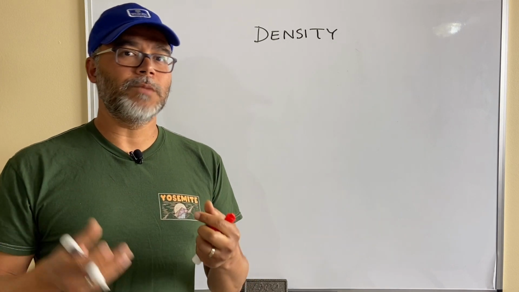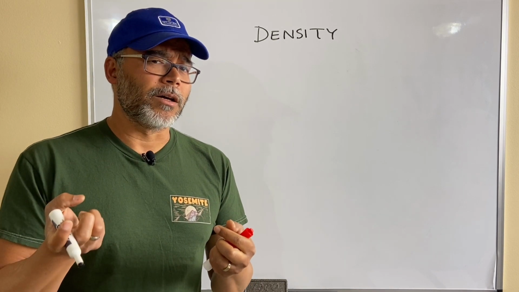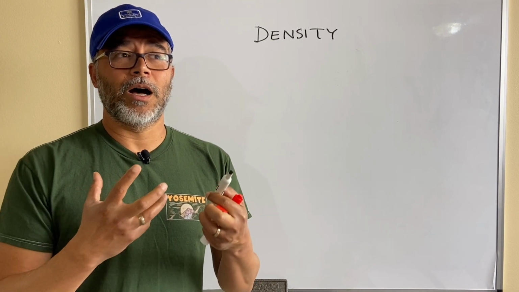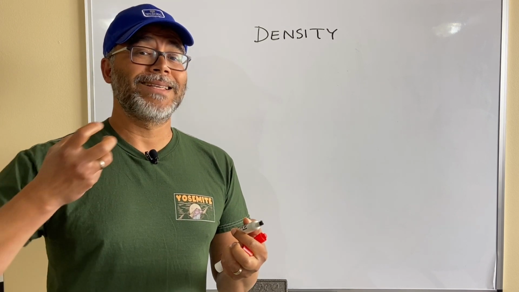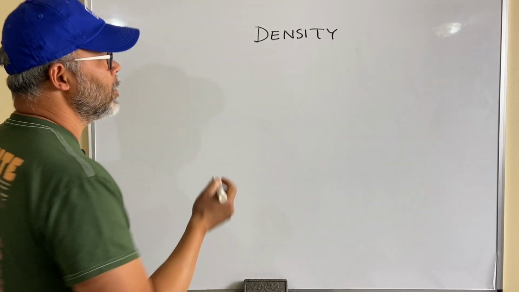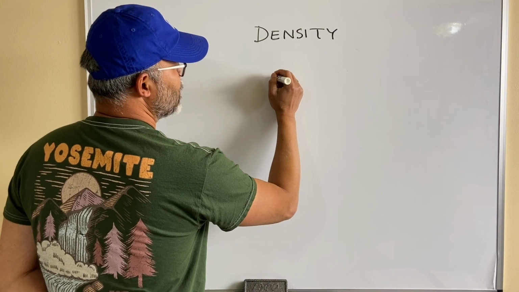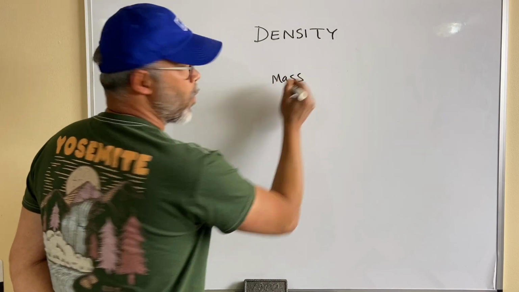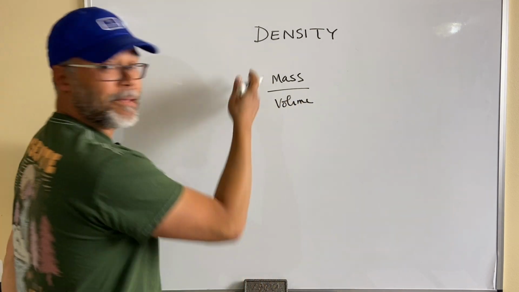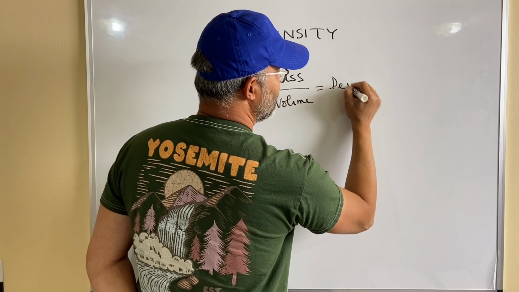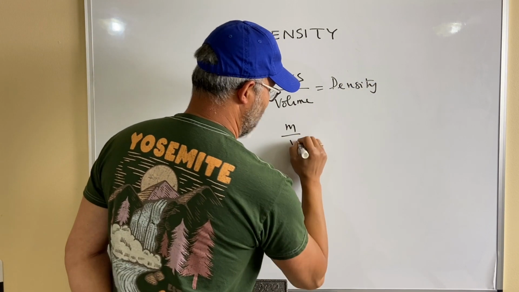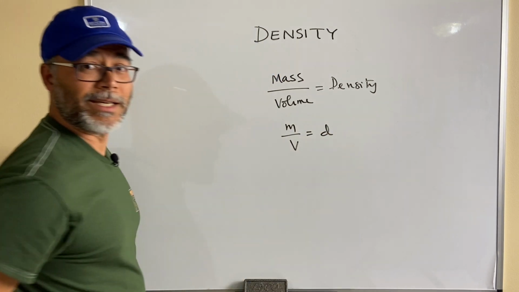So how do we know this? Because we're saying, hey, iron is heavier. So a measure of heaviness means that the same mass of material occupies less space, okay? So how do we quantify this? We can quantify it simply by saying that we take the mass, so we weigh it out, and we divide it by the volume. So when we take mass and divide it by the volume, what we get is the density. And we can abbreviate this as m over capital V is equal to small d, the density.